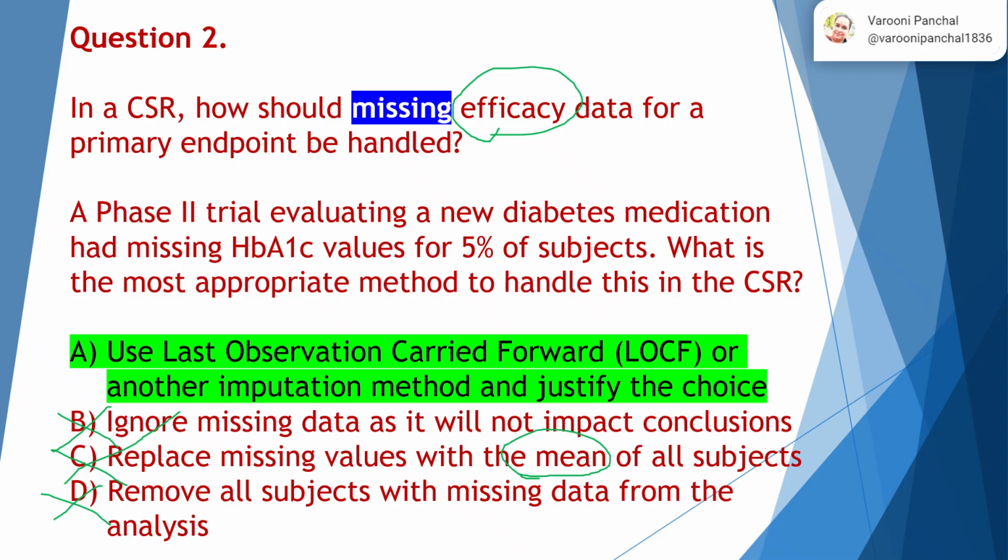So the correct answer is option A, use last observation carried forward (LOCF) or another imputation method and justify the choice. So LOCF should be used to handle the missing efficacy data for the primary endpoint, especially in the phase 2 trial.